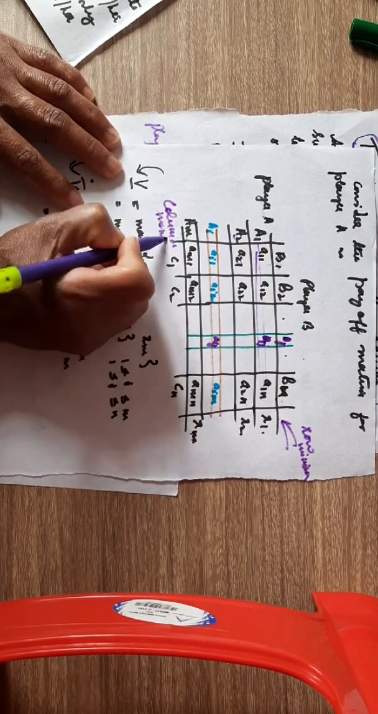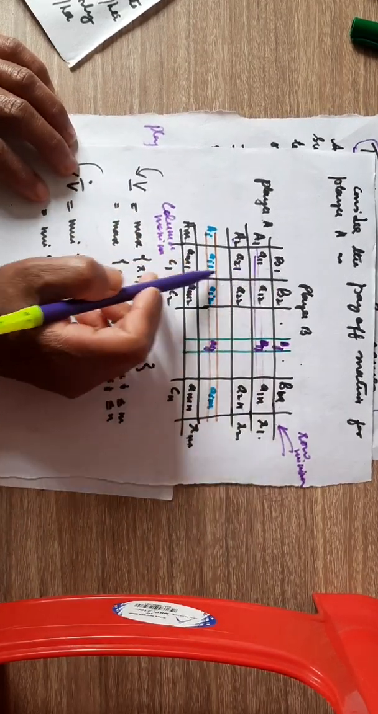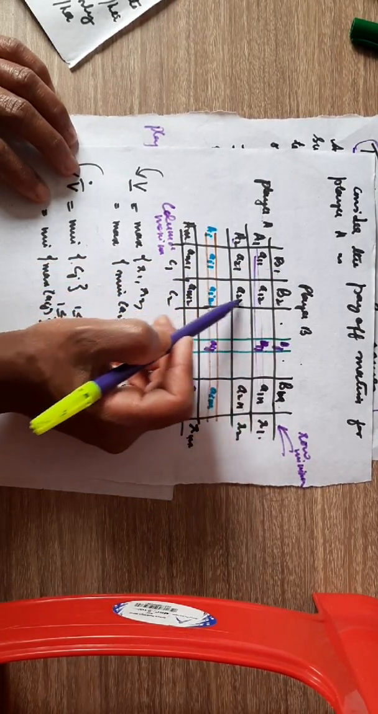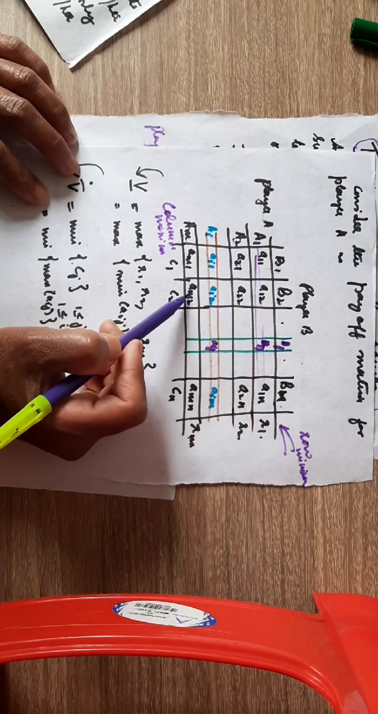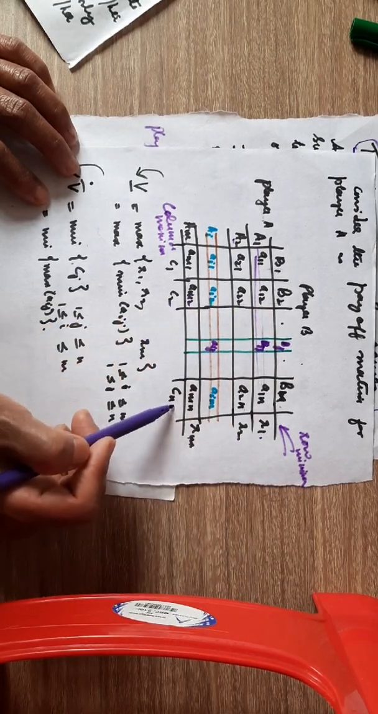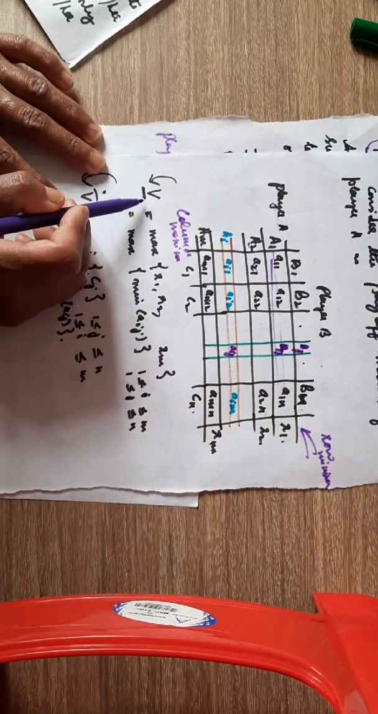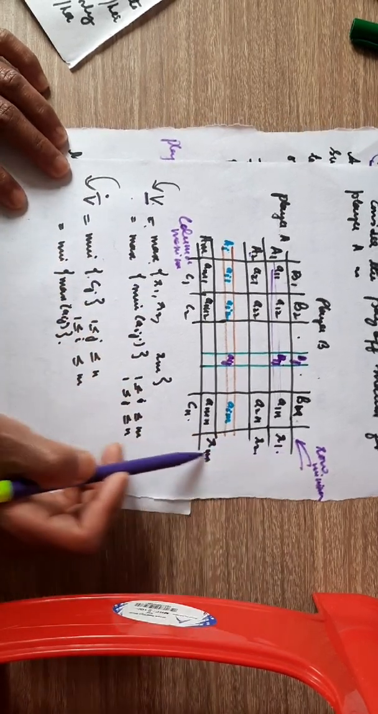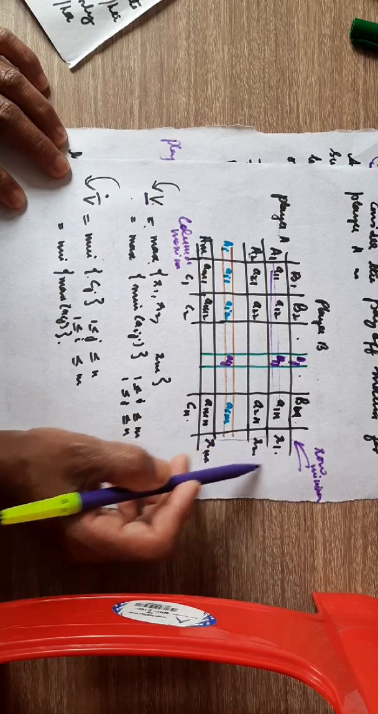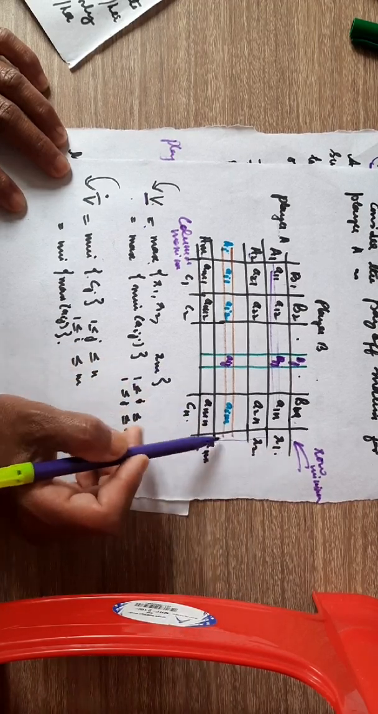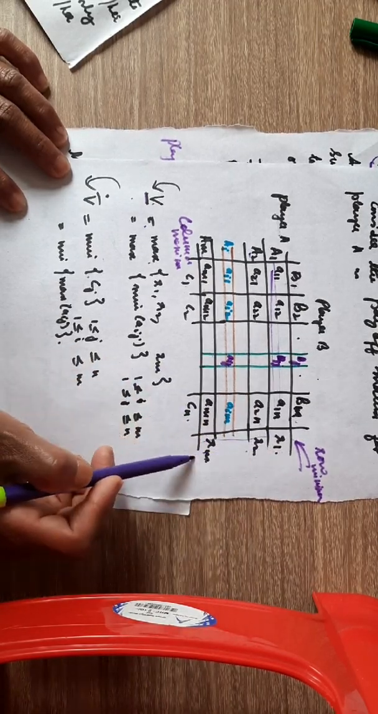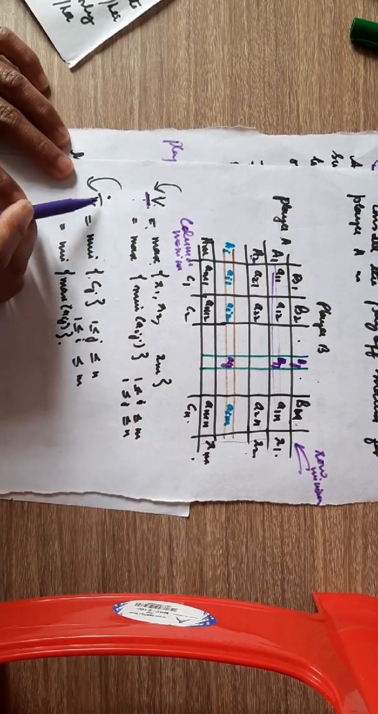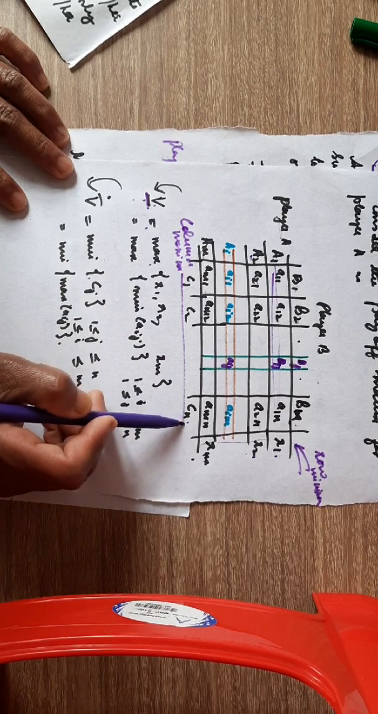The column maxima means the maximum entry in the first column, C2 denotes the maximum entry in the second column, and so on. Now let us take V lower bar. V lower bar will be called the maximum of the row minima. These are the row minima R1, R2, Rm, and you take the maximum of these, and that will be denoted by V lower bar. And V upper bar will denote the minimum of the column maxima.